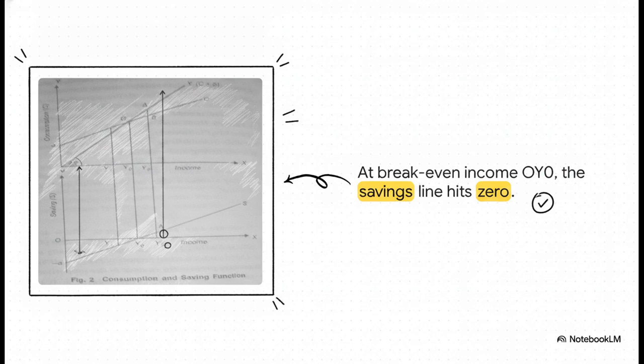Focus in on the OY0 income level. Up top, the consumption curve C perfectly intersects that 45-degree income line. They're exactly equal. Now drop your eyes straight down to the lower panel. Right there at OY0, what is the savings line doing? It is perfectly cutting through the horizontal zero axis. This just brilliantly illustrates the math behind it all. The second that gap between income and consumption vanishes up top, the savings line hits exactly zero down below.